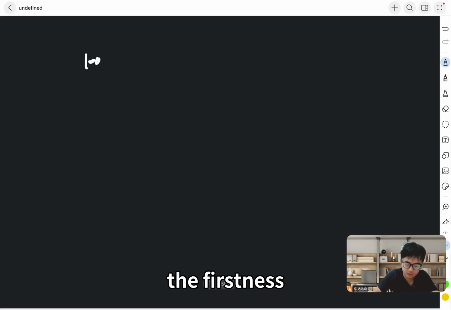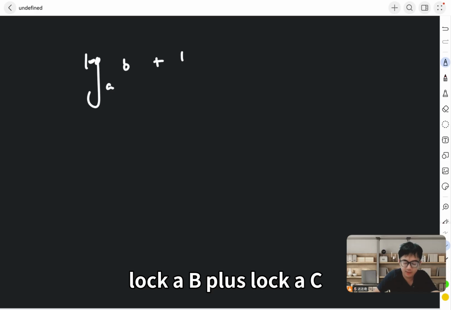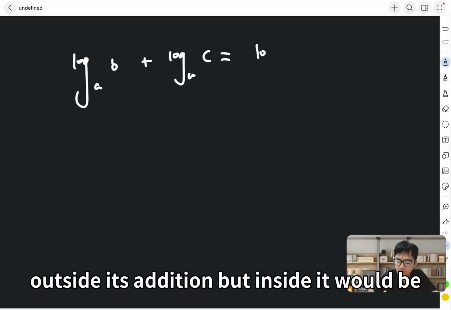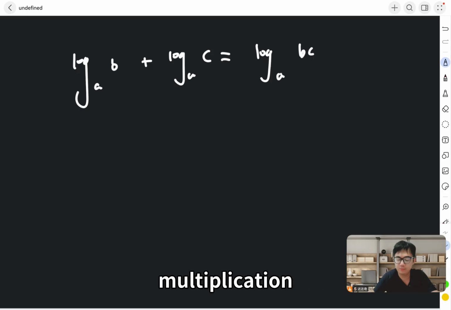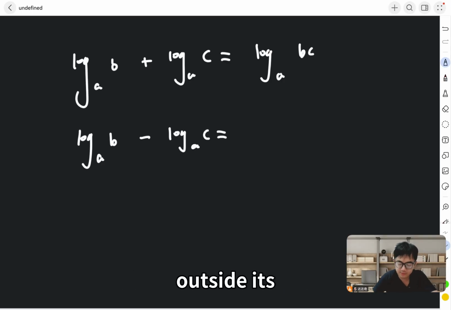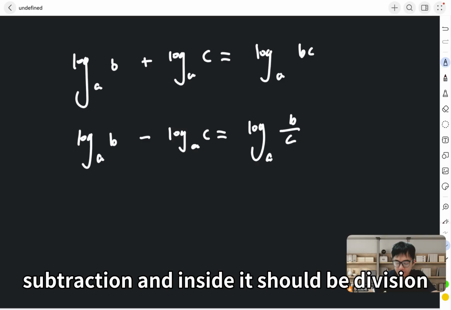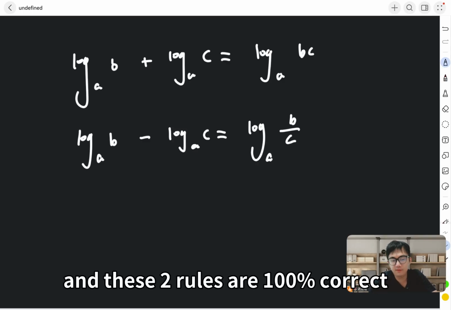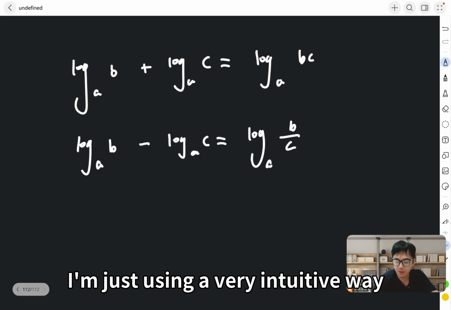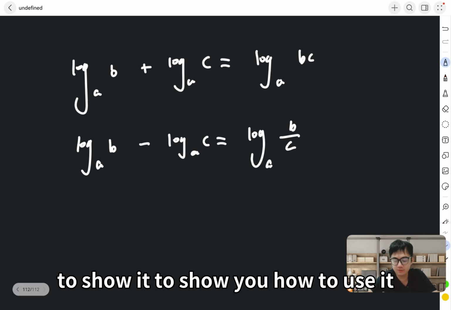The first is log a b plus log a c. Outside it's addition, but inside it would be multiplication. Still, log a b minus log a c: outside it's subtraction, and inside it should be division. These two rules are 100% correct. I'm just using a very intuitive way to show you how to use them.